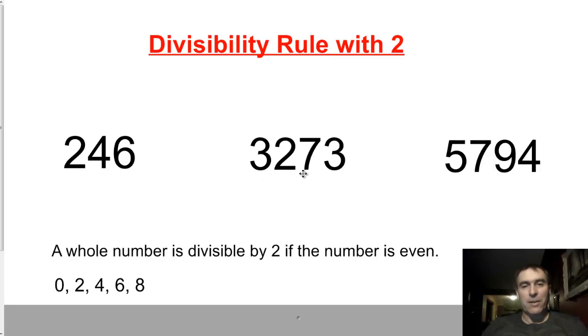This number, 3,273, ends in a 3. That's not an even number, so we can say goodbye to that one. And then 5,794, it ends in a 4. That is an even number, so yes indeed, that is divisible by 2.